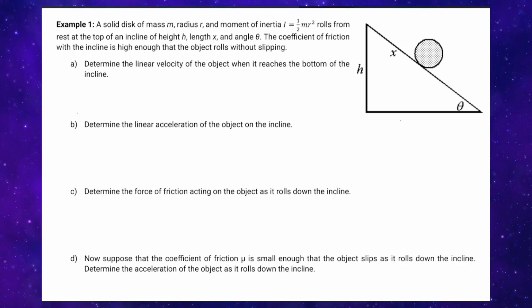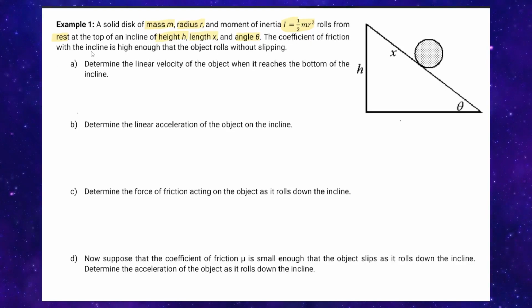So looking at this, we've got a solid disk of mass m, radius r, and moment of inertia I equals 1/2 mr squared. That's nice, they give it to us. And it's rolling from rest, that's important, from the top of an incline, height h, that's also pretty nice, and it has an angle theta. It also gives us the length x of the incline, which is interesting, so we may need that later.